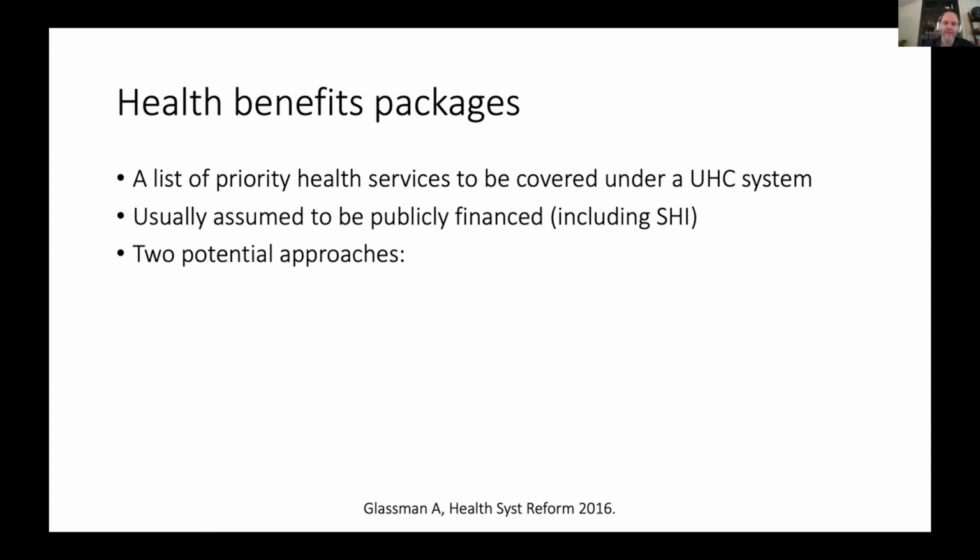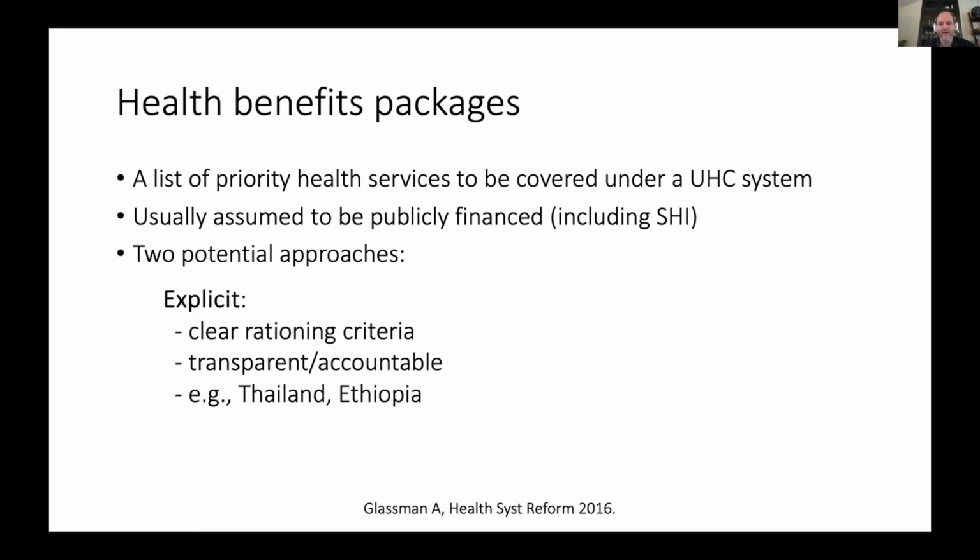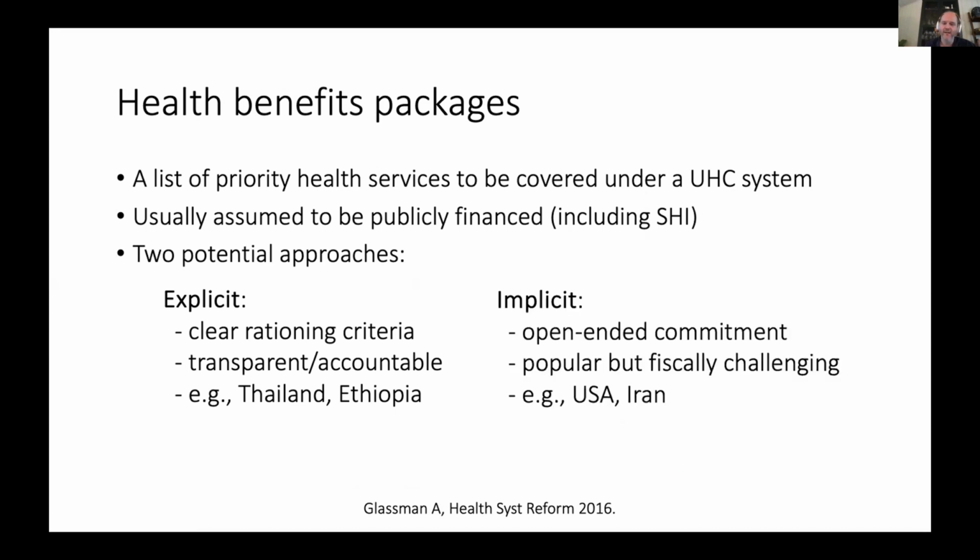And there are two different ways that benefits packages work. There's explicit packages, which have clear criteria for inclusion, what services are available or not. They're ideally transparent. Some countries like Thailand have worked on this sort of system for a long time. And there's an implicit package, which is basically an open-ended commitment to a group of people to provide them whatever they need. This is politically popular, but financially, you can't really deliver on this.